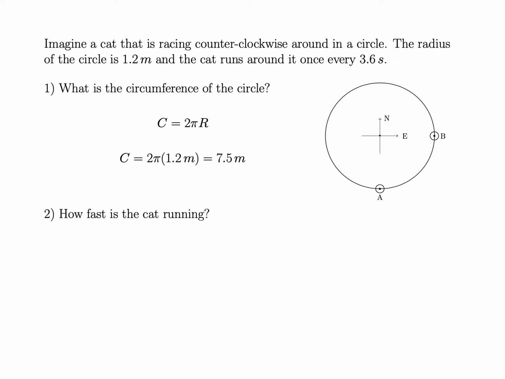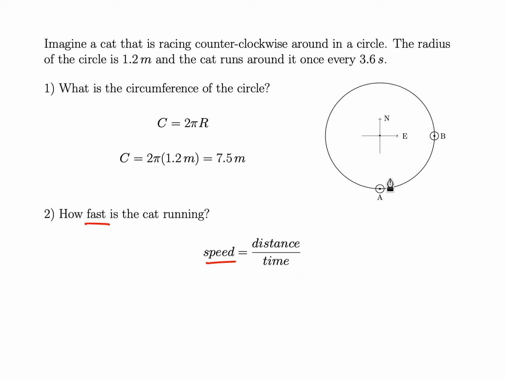Now how about a related question about how fast the cat is running? So if he goes around the circle once every 3.6 seconds, how would you answer the question, how fast is the cat running? So fast is not a very well-defined kinematic quantity. It's not like velocity. You might remember that fast is more like speed, and that speed is equal to distance divided by time. It's not so much a formula as it is an idea. If you want to know how fast, then you want to know the speed. And if you want to know the speed, you need to know the distance and the time it takes to cover that distance.